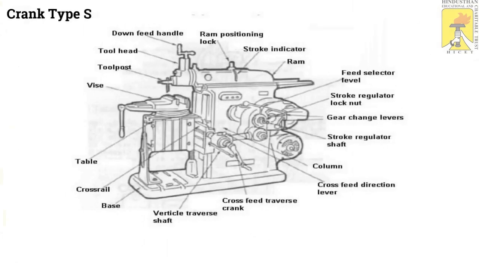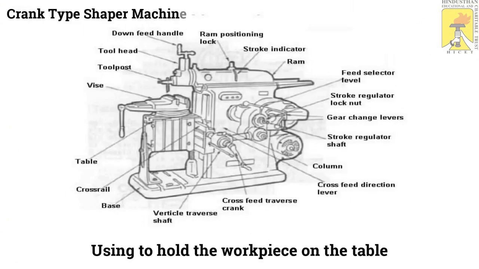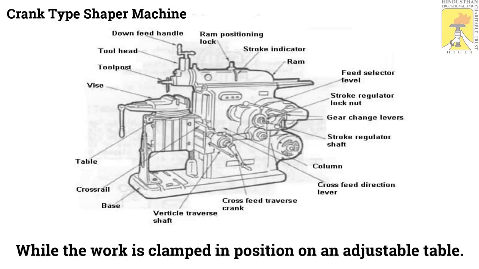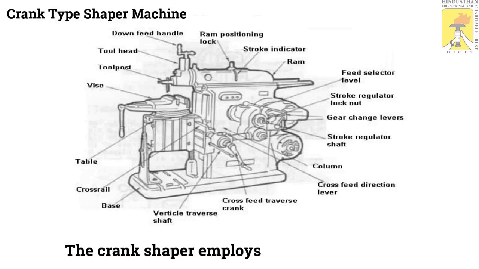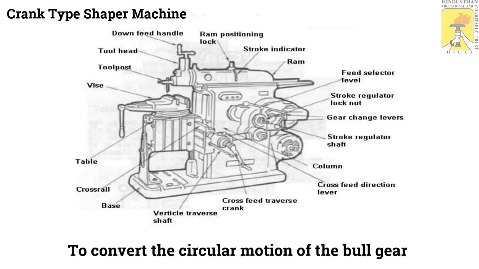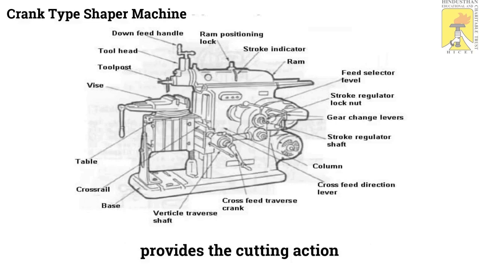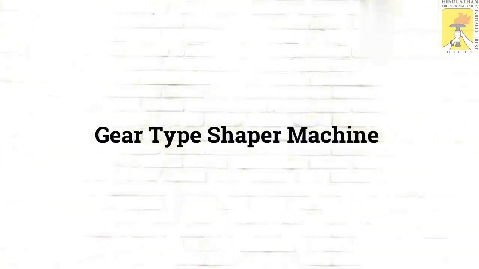Crank type shaper machine. This is the crank type shaper machine, used to hold the workpiece on the table. The tool reciprocates with a motion equal to the desired length of stroke, while the work is clamped in position on an adjustable table. The bull gear mechanism is used to get a circular motion, and the reciprocating motion provides the cutting action.